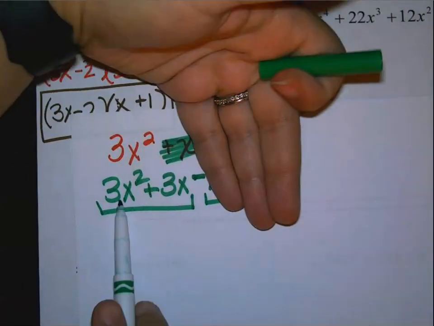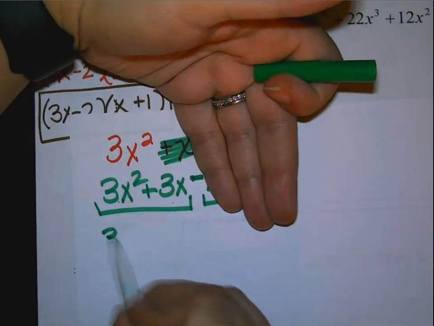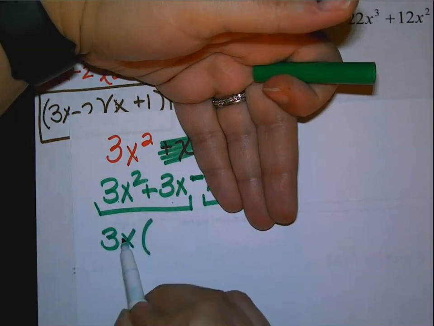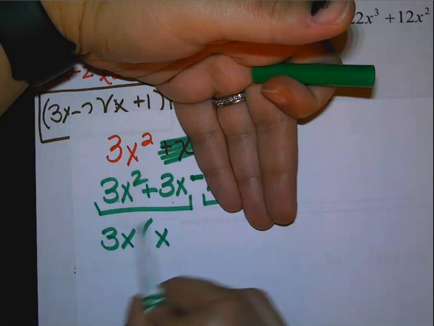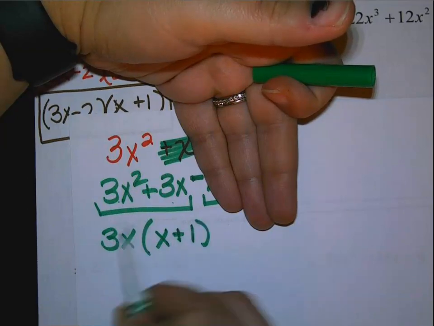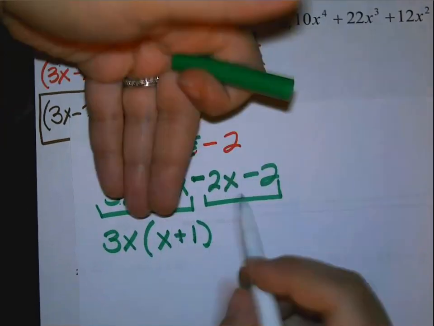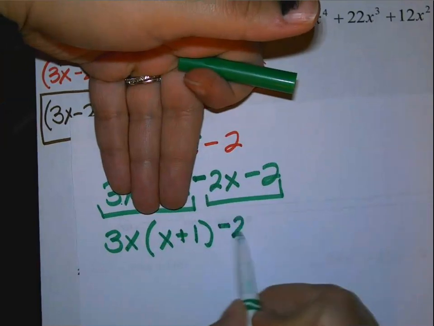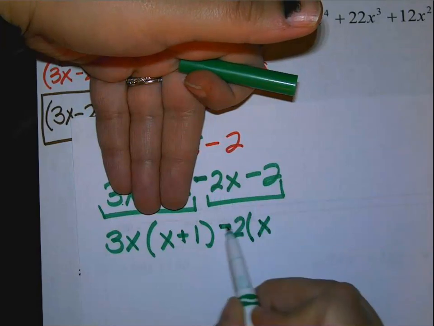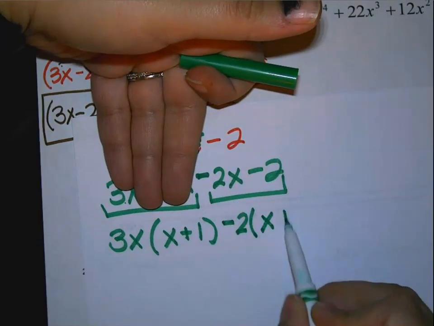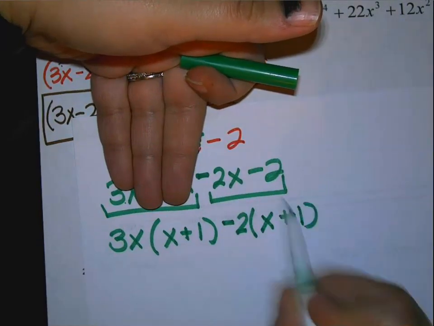So what do these both have in common? A 3 and an x. And then 3x times x would make 3x squared. And 3x times 1 is 3x. Now over here, they both have -2 in common. So -2 times x is -2x. And -2 times +1 is -2.